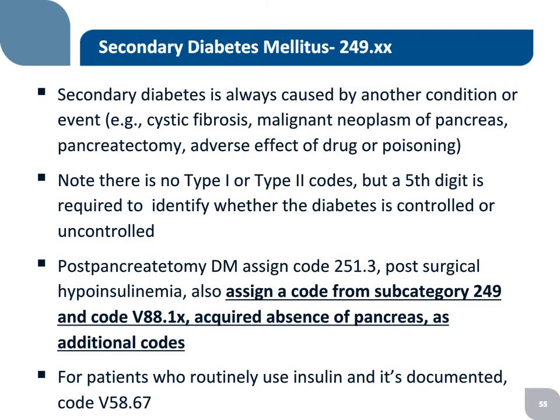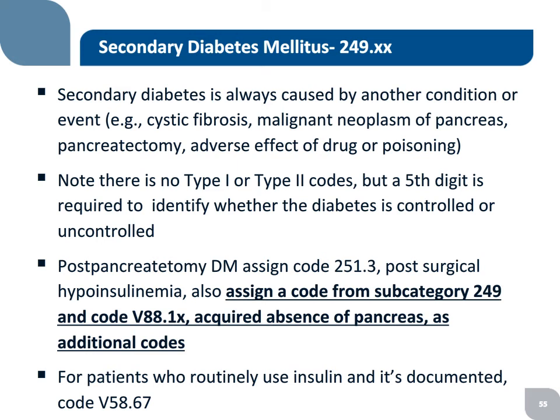Now, secondary diabetes works just like primary. However, they're not type 1 or type 2. They're due to a condition or an event. So you either had your pancreas removed and you're no longer producing insulin, or maybe you've been on chemo or steroid use and you've become type 2 diabetic, or you become diabetic. So they're not type 1, type 2.